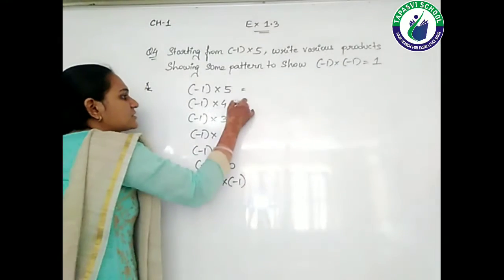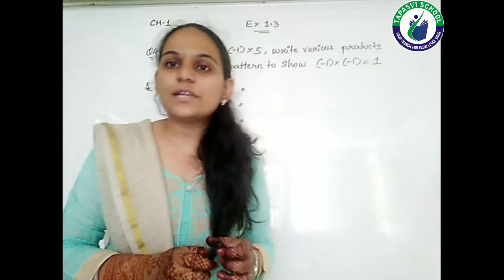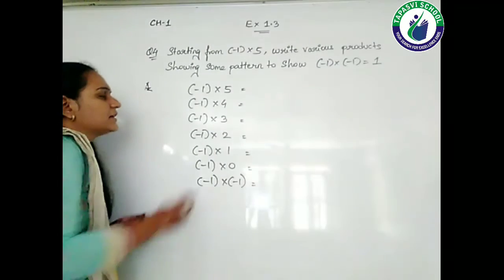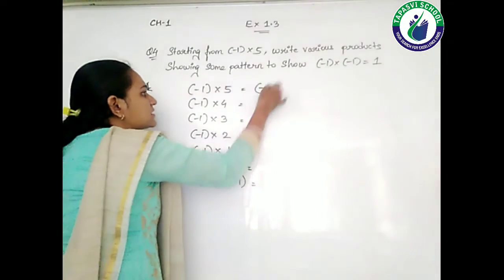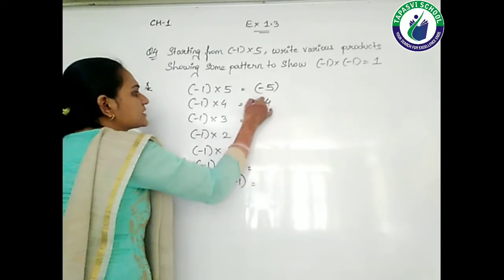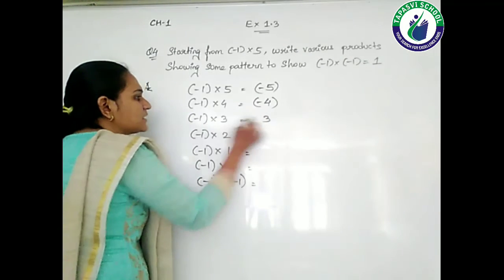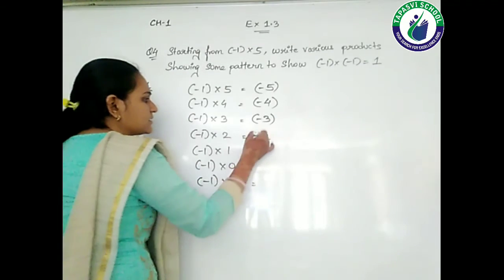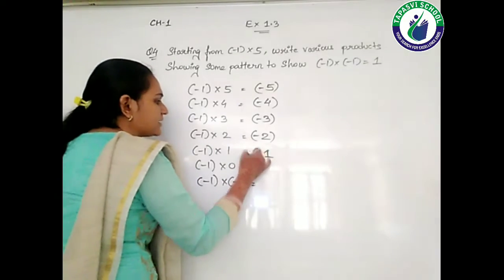Now let's see the answers of it, students. Minus 1 multiplied by 5, right? So 1 fives are 5 and minus plus it is minus. Minus 1 into 4, 1 fours are 4 and minus plus it is minus. Minus 1 into 3, so 1 threes are 3 and minus plus minus. 1 into 2 it is 2 and minus plus minus. 1 into 1 is 1 and minus plus minus.